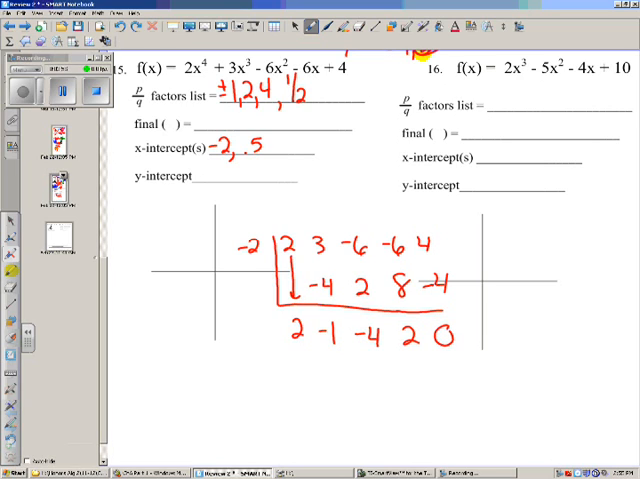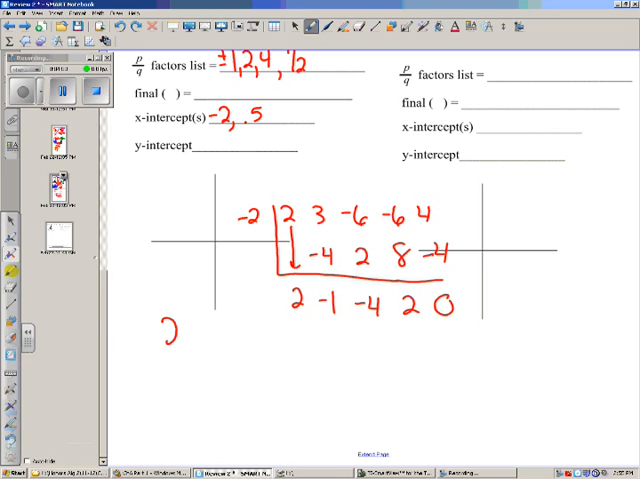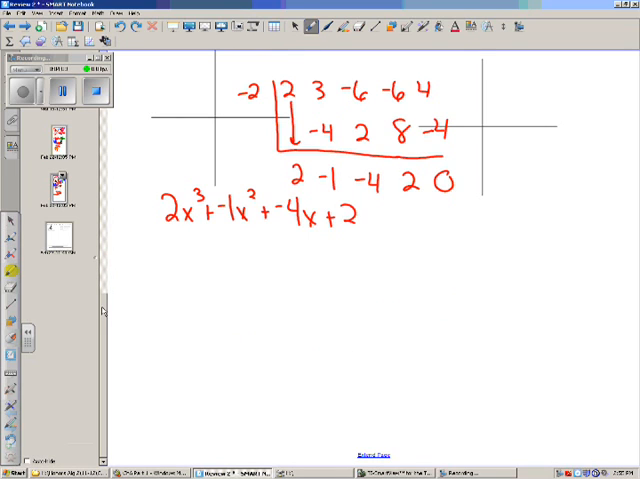And again, I'm looking for some type of pattern in the numbers. And it seems that there is, so I'm going to go ahead and put my x's in there. And when I'm done, I'm going to group because there's 4 terms. So let's group.